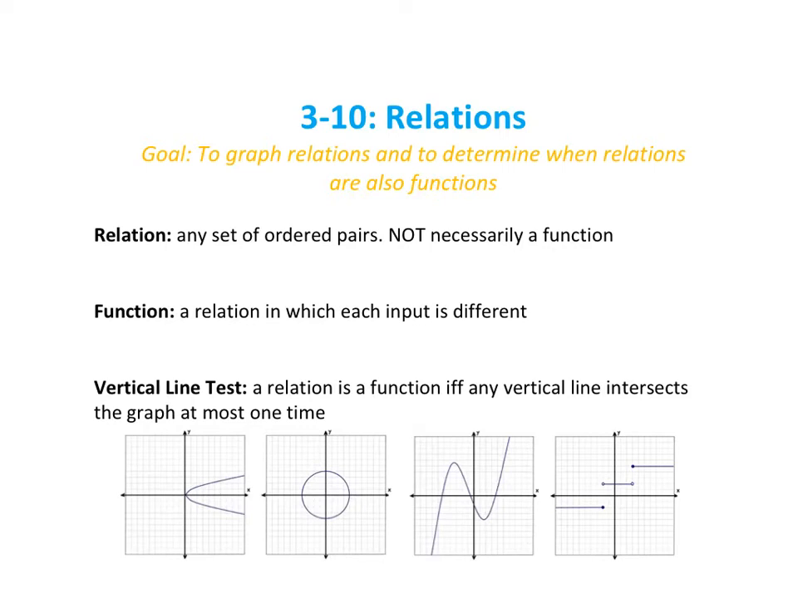Now we're going to talk about the more general case of just any relation, which is just any set of ordered pairs, okay? So any set of ordered pairs doesn't necessarily have to be a function, right? We already talked about functions as being distinctly a relation in which each input is different. Okay, you can't have two outputs going along with only one input.